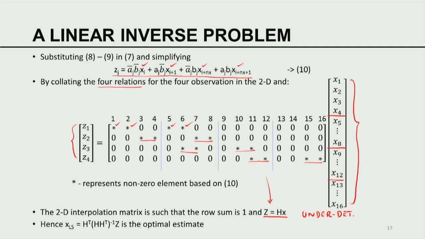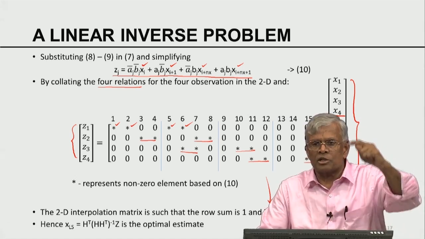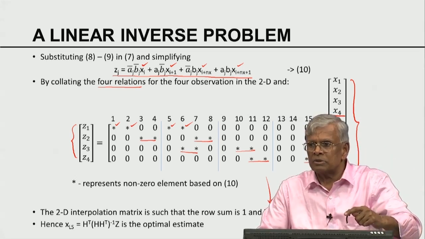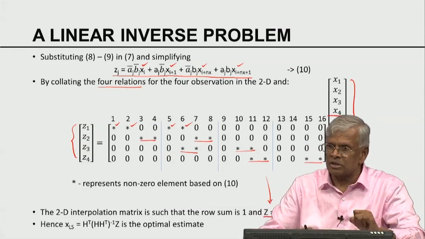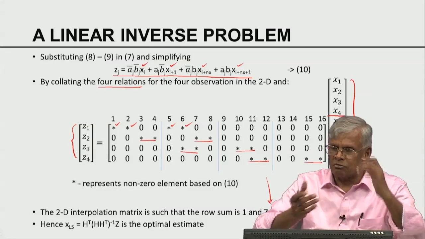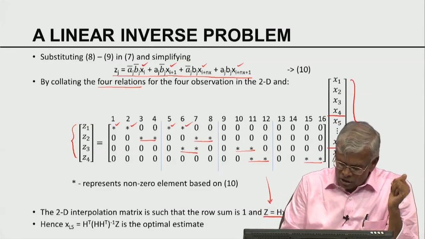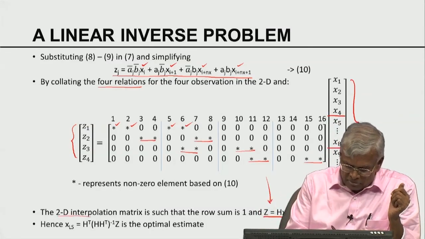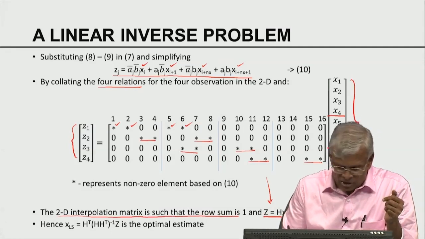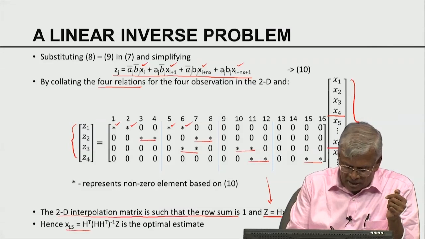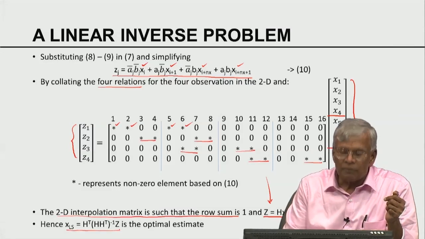I want to emphasize that in the case of satellite measurements, the vertical temperature profile distribution, we have an overdetermined system. In the case of spatial interpolation like this, we have an underdetermined system. I am illustrating all the aspects of my least square theory. The 2D interpolation matrix is such that the row sum is always 1. I want to be able to solve Z is equal to H of X. Z LS is equal to H transpose.